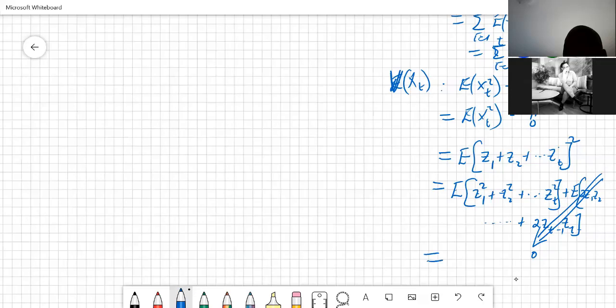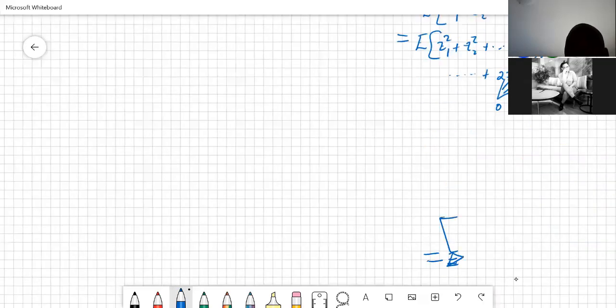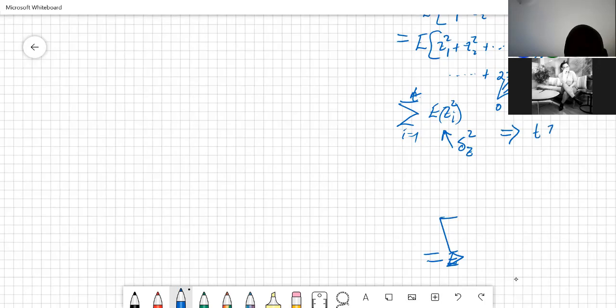Then we end up with the summation of the expected value of Zi squared, i from 1 up to T, so that each one is sigma squared of Z. So the answer for this is going to be T sigma squared of Z. We saw that in our last class.